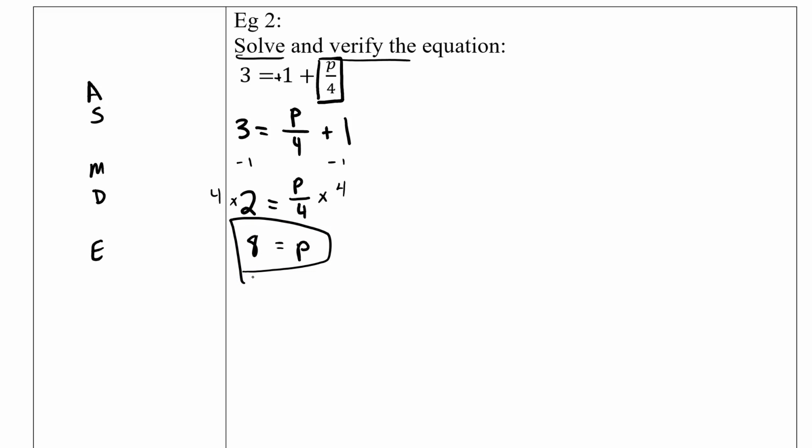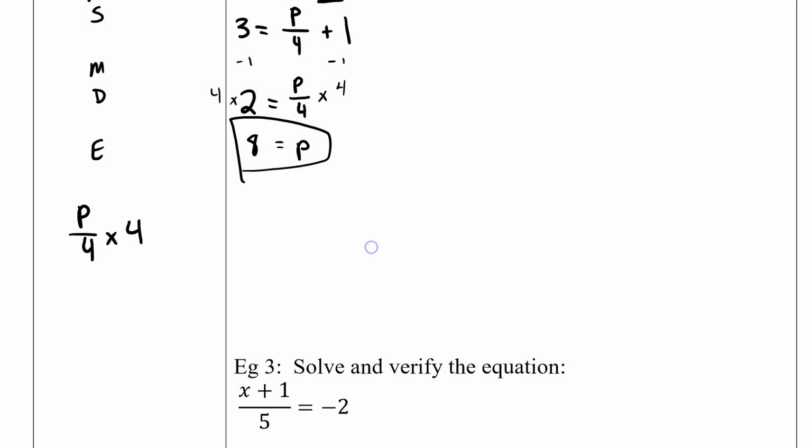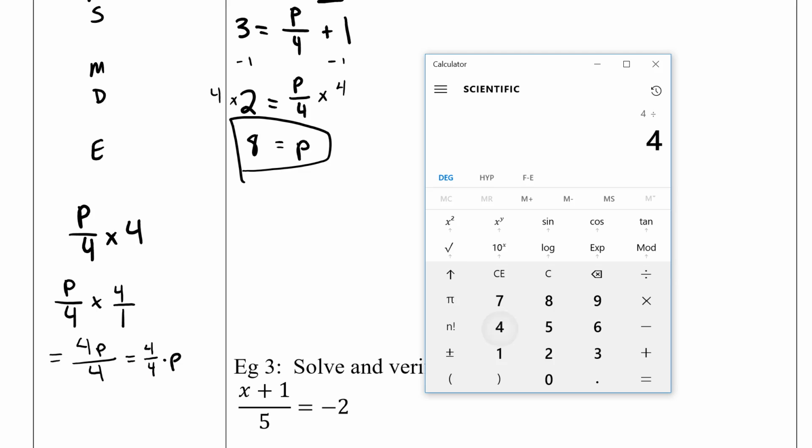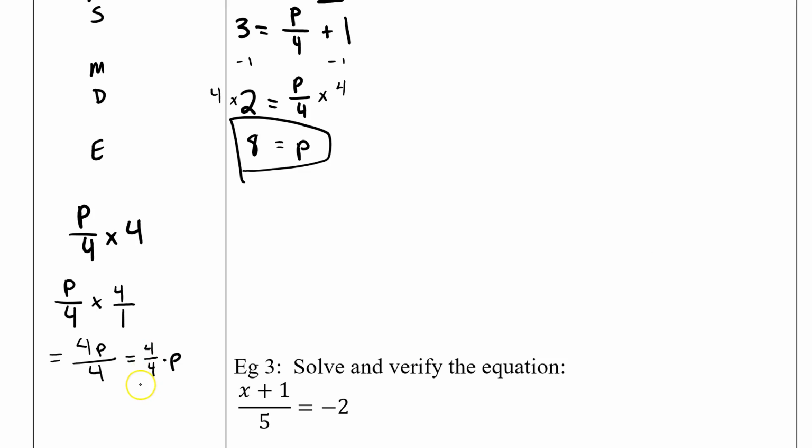Perfect. It would be worth just a little time saying, okay, p over 4 times 4. How does that equal p? I'm just going to step it out a little bit before we verify. What I'm saying is p over 4 times 4 over 1. Okay, so then we're here with 4p over 4. Another way that I can write it is 4 over 4 times p. When I take my trusty dusty calculator out, well, I know this, but 4 divided by 4 is 1. So I'm just left with p.